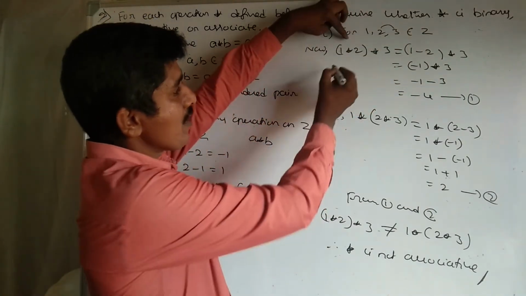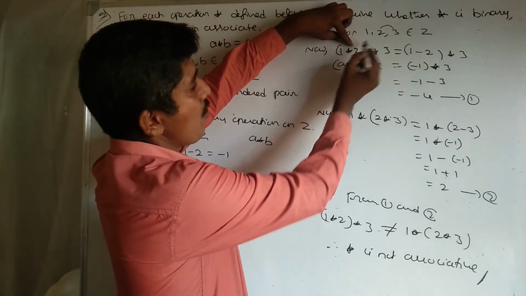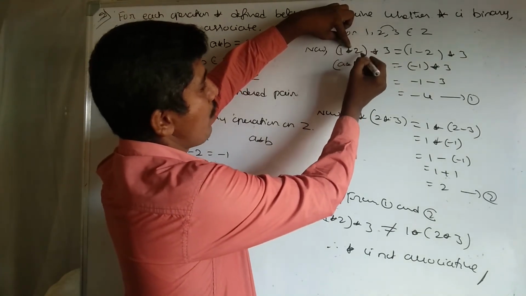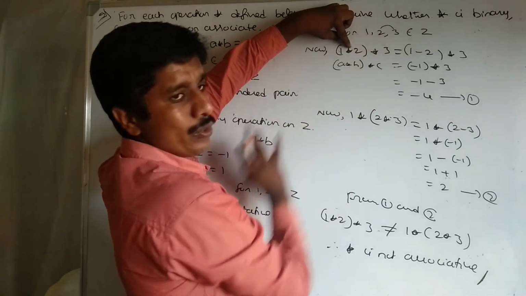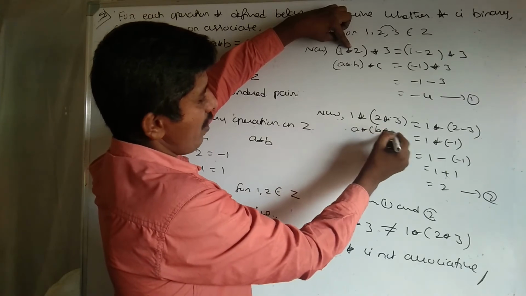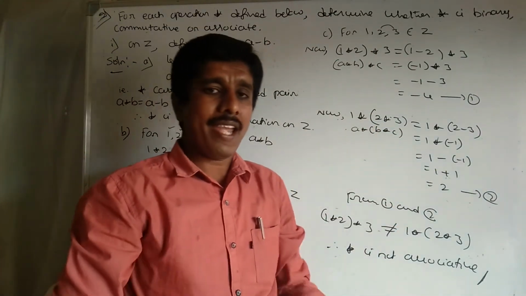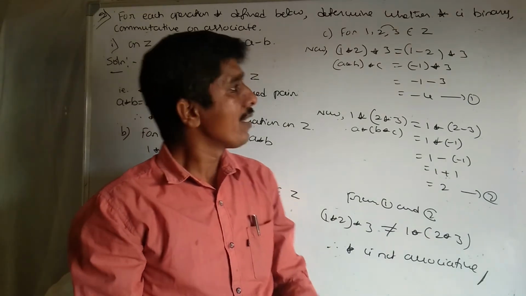Associative property: (A star B) star C versus A star (B star C). Here A equal to 1, B equal to 2, C equal to 3. Next, the RHS is A star (B star C). If these two are equal, it is associative; if not equal, it is not associative.